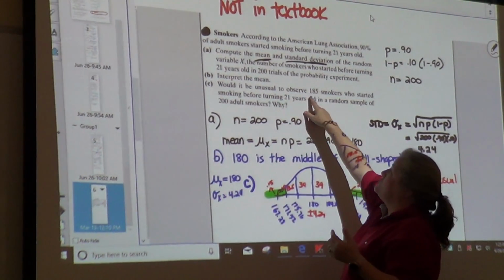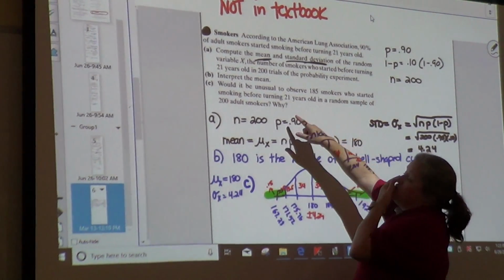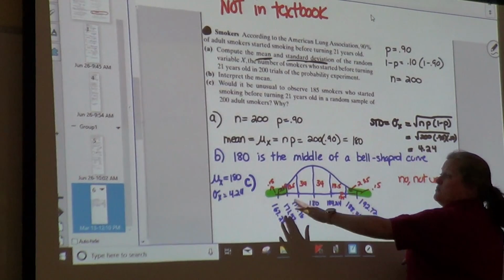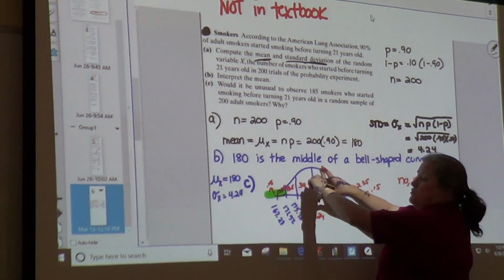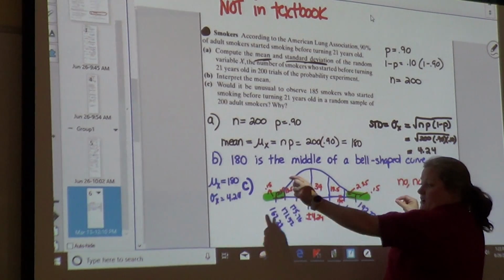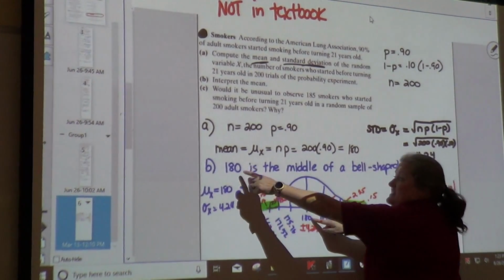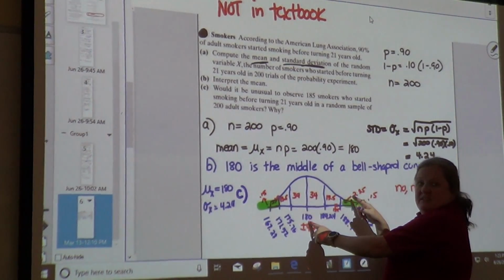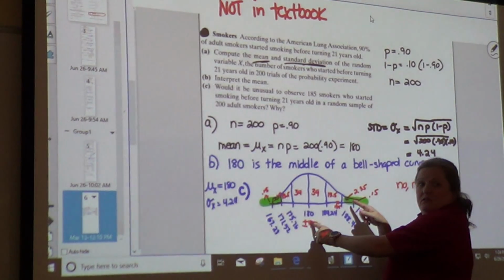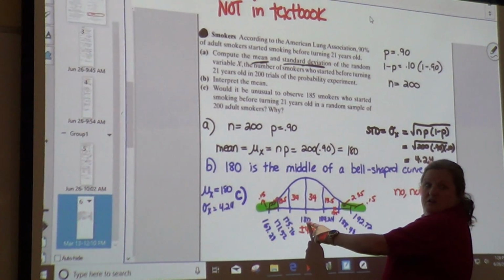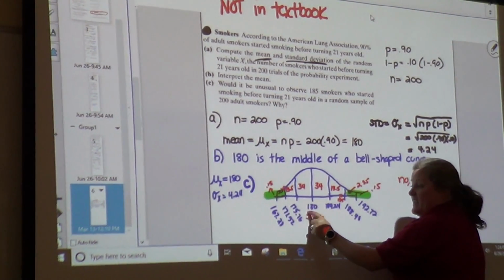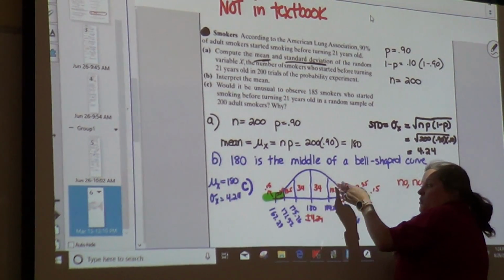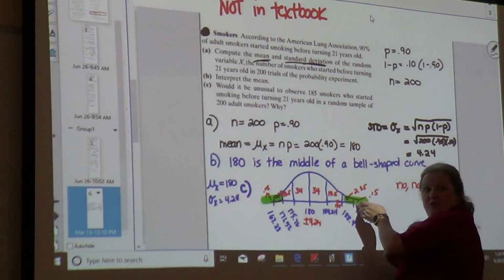Would it be unusual to observe 185 smokers who started smoking before 21 years in a random sample of 200 smokers? So, for part C, they drew the normal shaped curve. They put 180 in the middle because that's your mean. Your mean goes in the middle. And then, how much are we going to jump at a time? 4.24, because that's your standard deviation. So off the 180, we jumped 4.24 at a time. So 4.24, 4.24, 4.24 off of the 180.